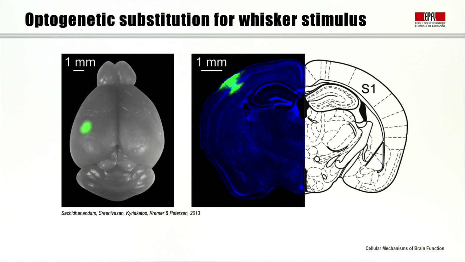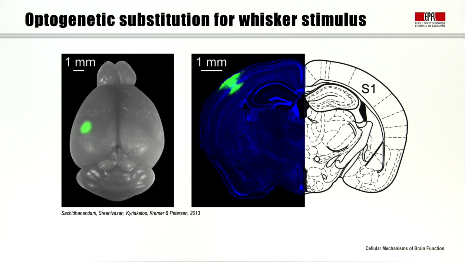We can then see what happens in the other direction. Can we substitute the whisker stimulation by directly stimulating this area of the brain? We can do that by expressing channelrhodopsin through injection of viruses that express channelrhodopsin, here coupled with a fluorescent protein, so we can see the area of the brain that's been injected. Here you see it in post-mortem sections, and there's a small localized area of the brain that expresses channelrhodopsin, and that of course corresponds to the C2 barrel column.